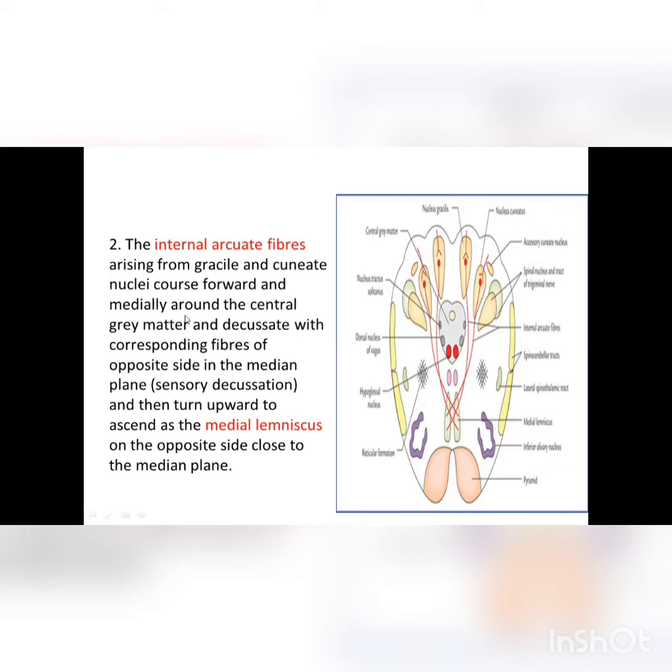They course forward and medially around the central gray matter and decussate with corresponding fibers of the opposite side in the median plane, and then turn upward to ascend as the medial lemniscus. You can see this is the medial lemniscus on the opposite side, close to the medial plane. So that is about internal arcuate fibers.